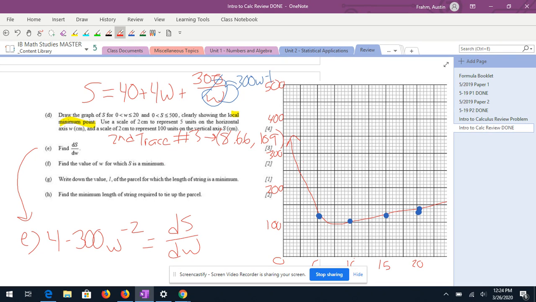Now in part F, if we wanted to find the value of w for which s is a minimum, okay, this is getting into that process of optimization, which we did in Unit 6. And if we want to find the value of w for which s is a minimum, we would set our derivative equal to 0. So we would say that 0 equals 4 minus 300w to the negative second.